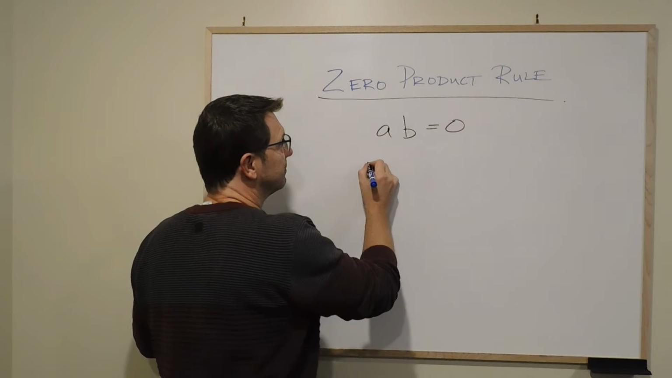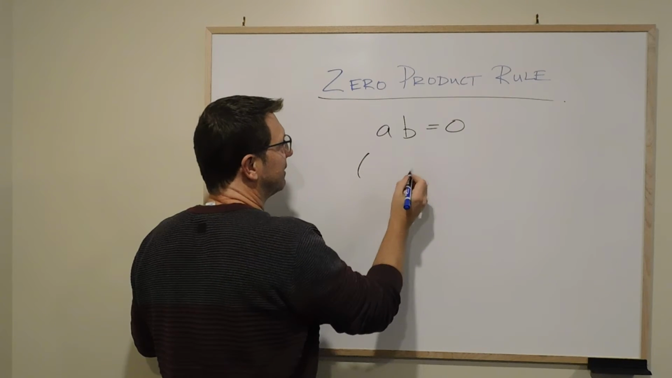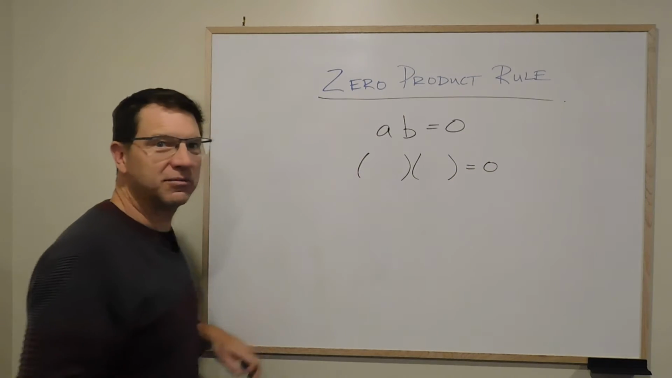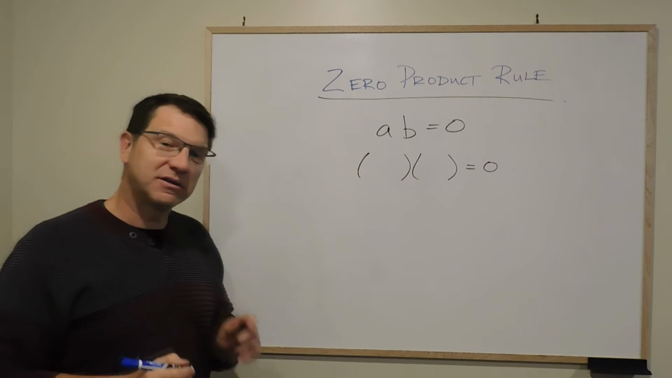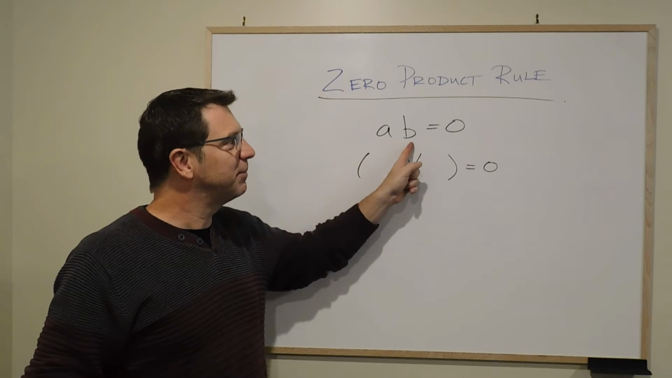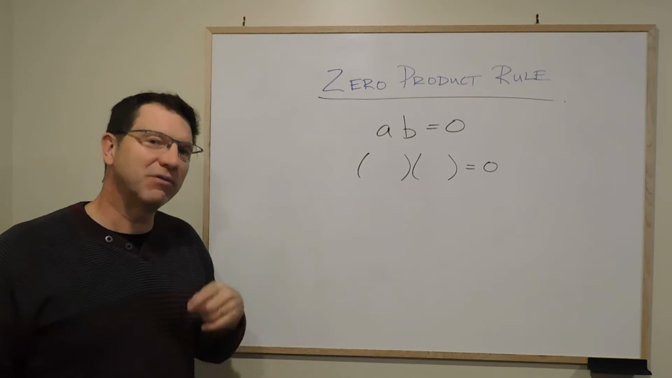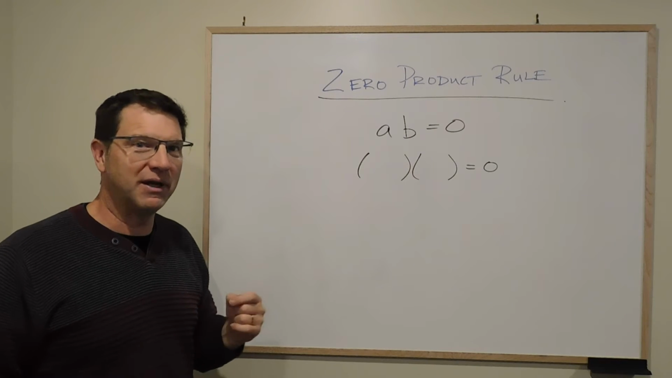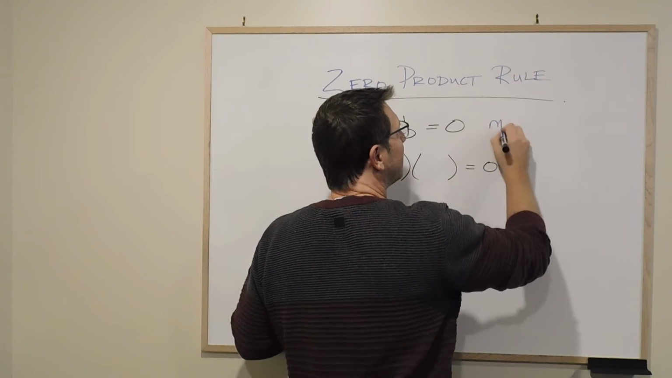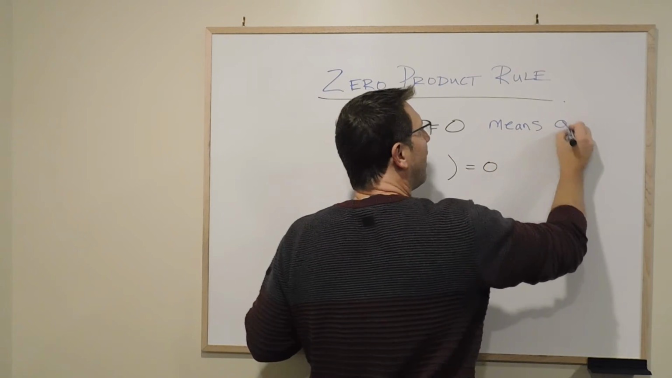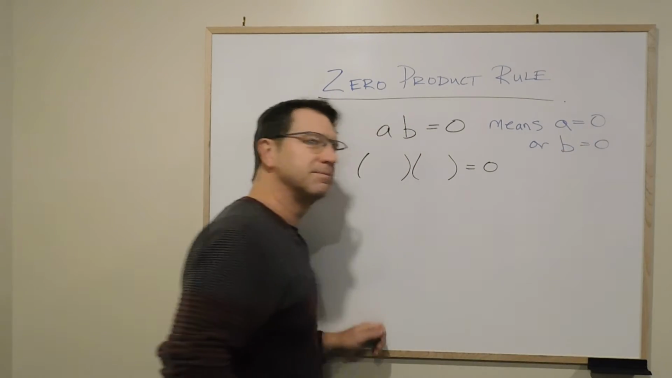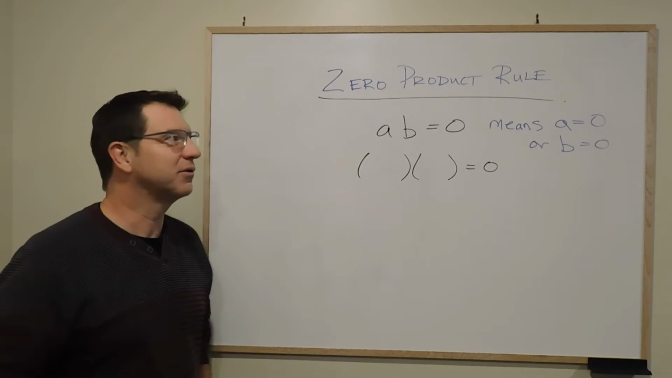We could also think of it as something like this, a bracket and another bracket equaling 0, right? Doesn't matter what's in that bracket, there's something that always occurs. The only way A times B could equal 0 is if one of A or B is 0. Okay? So AB equals 0 means A equals 0 or B equals 0 or both, right? Because 0 times 0 is 0.